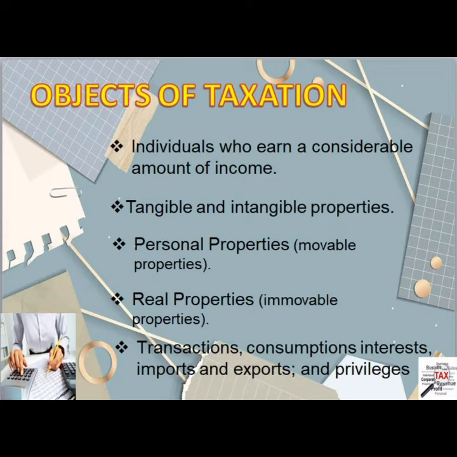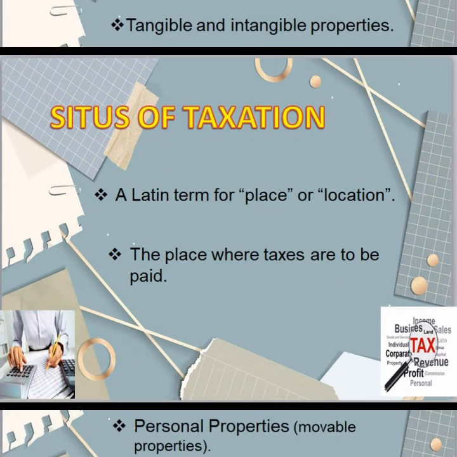And the third is personal properties or movable properties. These are the properties that, in common law systems, are called chattels or personalty, any properties that can be moved from one location to another. While the fourth is the real properties. These refer to roads, constructions, buildings. They are referred to as immovable because they are adhered to the soil already. So the last is transactions, consumptions, interests, imports and exports, and privileges.